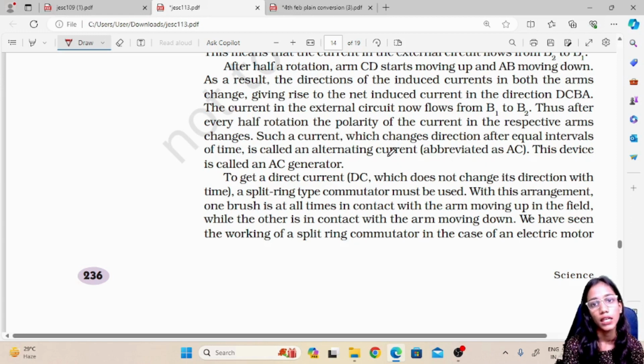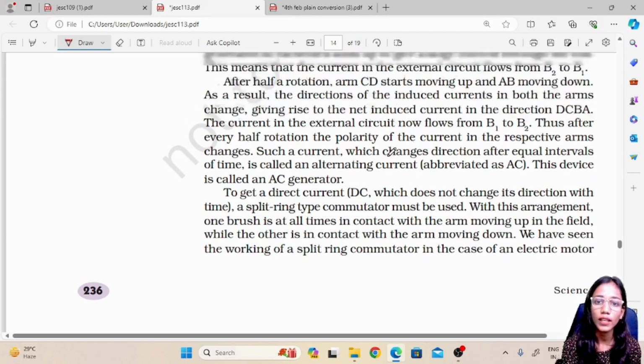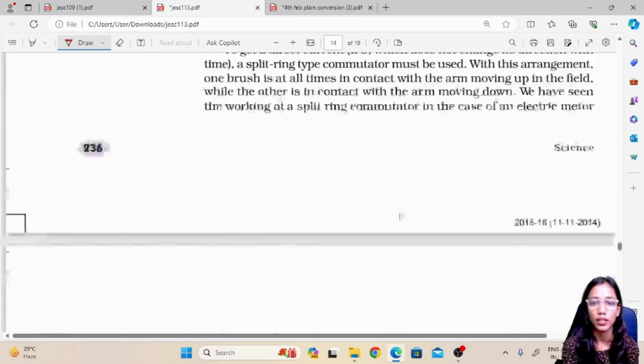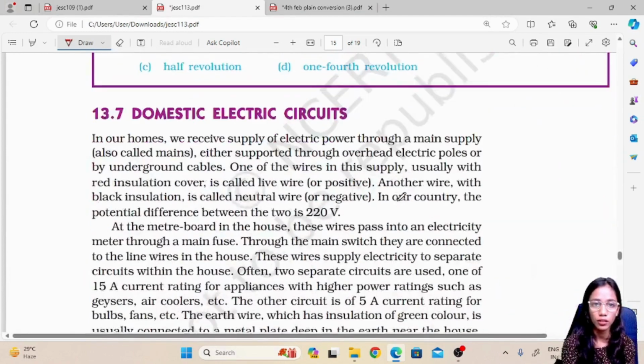Okay, the electric motor uses Fleming's left hand rule, and this one uses Fleming's right hand rule. That is a split ring type commutator. This is a whole ring, and the motor is a DC device, and this is an AC generator. Okay, so these are some of the differences.